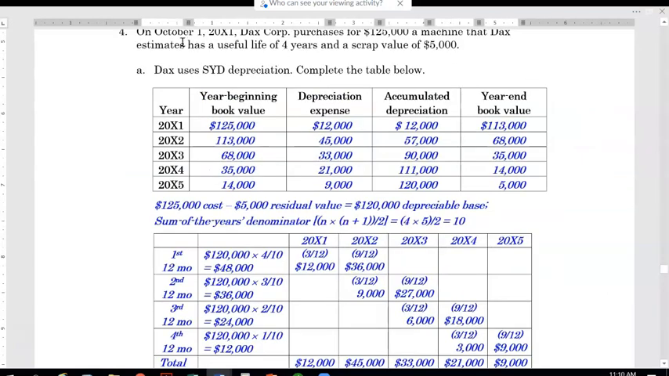For number 4, it says on October 1st of 2001, DAX Corporation purchased a $125,000 machine. Estimated useful life is 4 years, salvage value 5,000. Use sum of the year digit depreciation, complete the table below. We need to know our depreciable base again, just like every other depreciation besides double declining. So that's 125,000 minus 5,000, which gives us a depreciable base of 120.